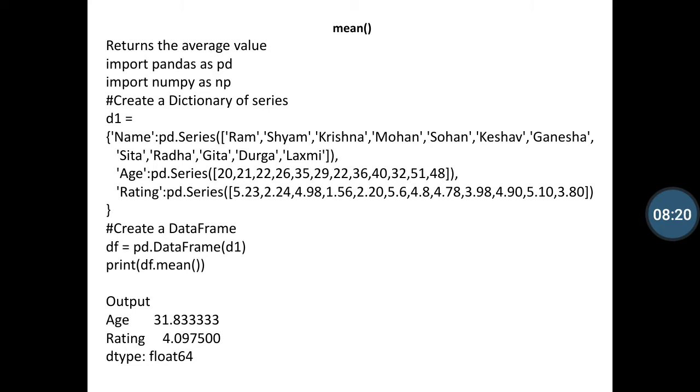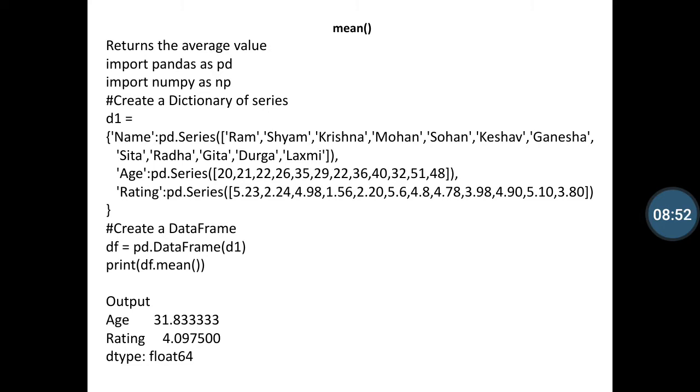And you can notice both libraries are called in the program by import, and create a dictionary-like data structure d1, and then create a data frame df equal to pd.DataFrame, and then put d1 and then print df.mean method. It calculates the mean of the values of age and rating.